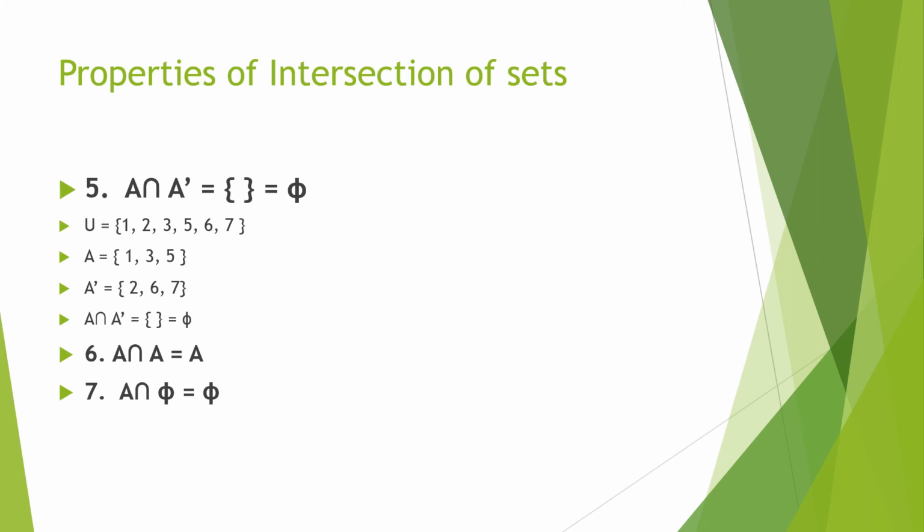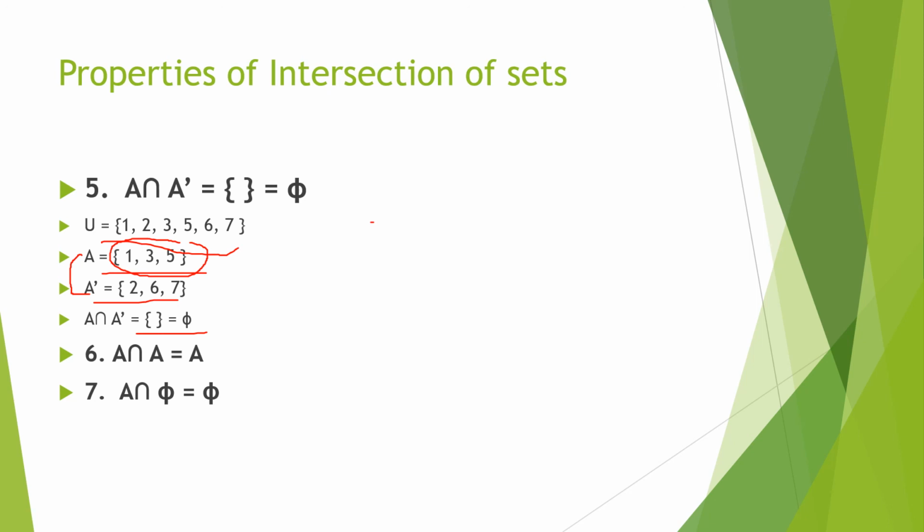Another property is A intersection A complement set is an empty set. See, this is a universal set. This is a set A, and A complement set is the elements which are not in set A, but they are present in the universal set. These are 2, 6, and 7. If we take intersection of these two, there is no common factor, so it is an empty set. Means A intersection A complement is the empty set.